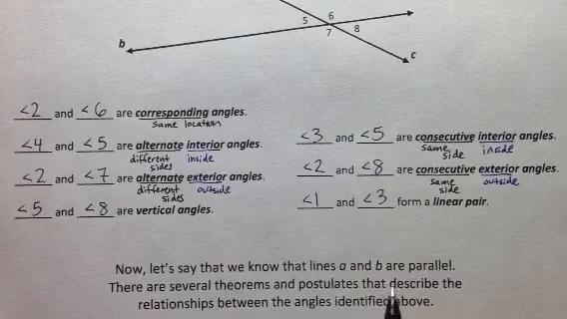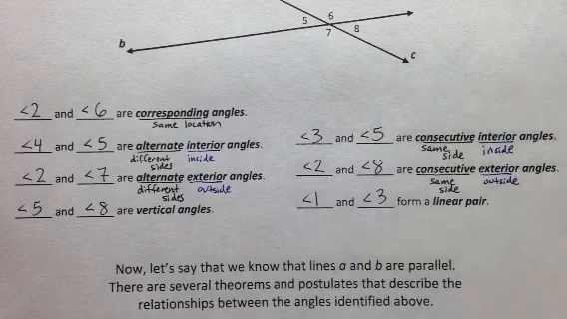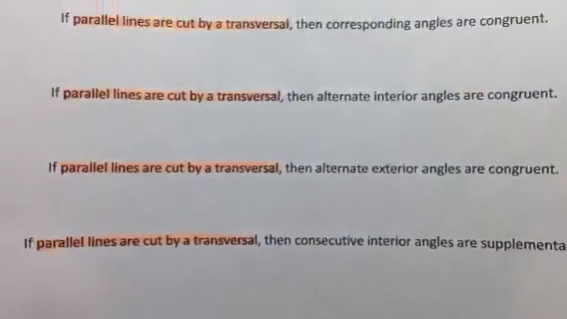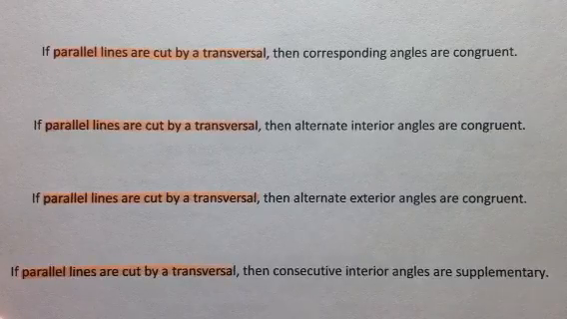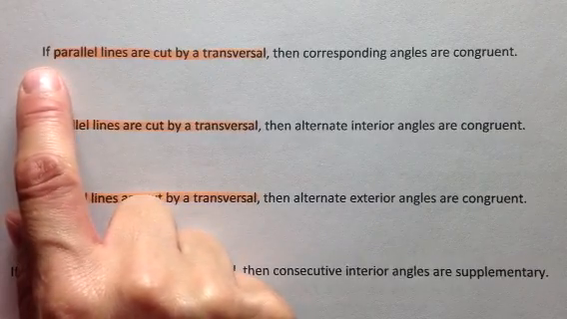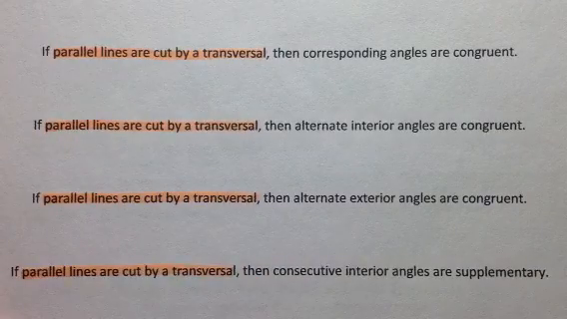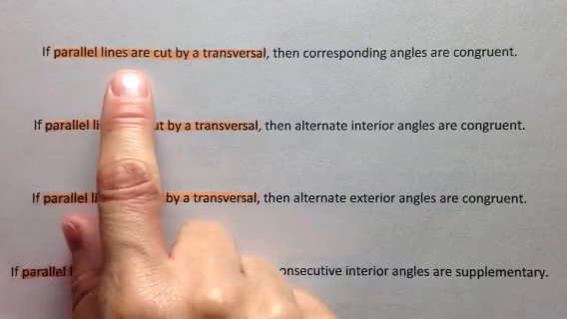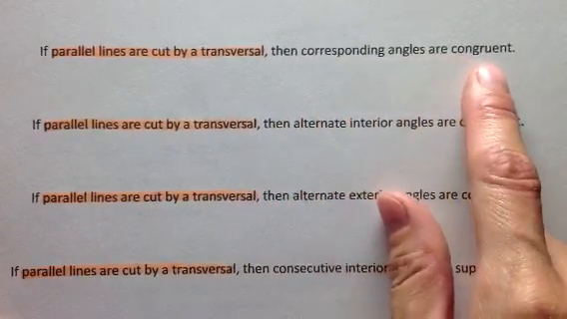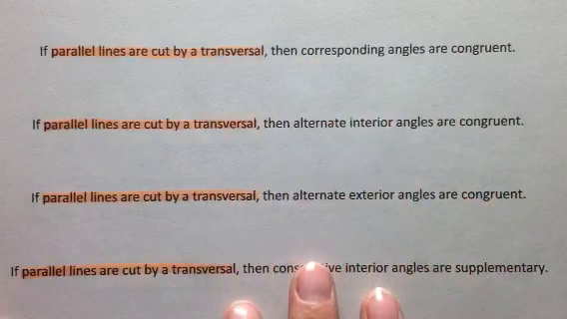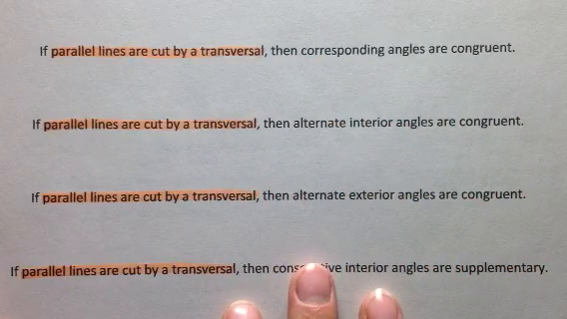two lines are parallel? So I'm going to show you some theorems here that I've written out. And what I've done is I've highlighted the hypothesis in them. These are conditional statements, okay? These are theorems that you'll find in your book or online. If parallel lines are cut by a transversal, then corresponding angles are congruent. So these are just theorems that tell you what you know about the relationships between these angles.